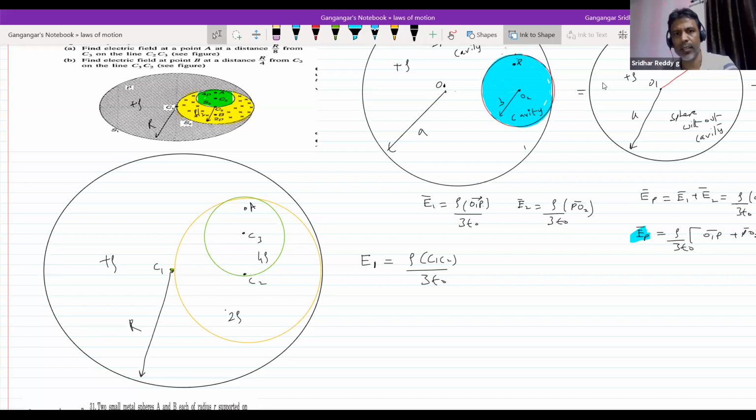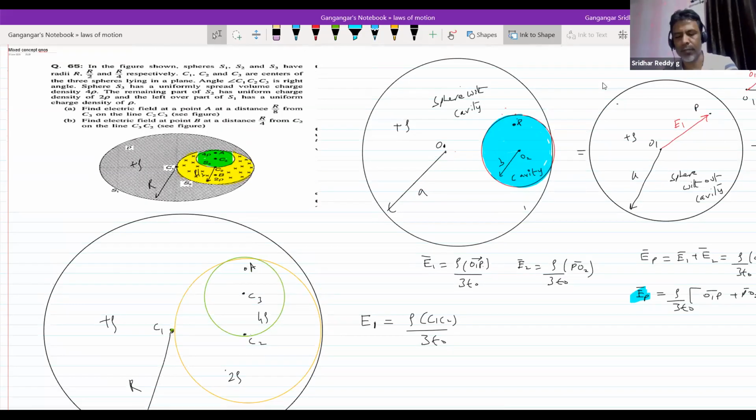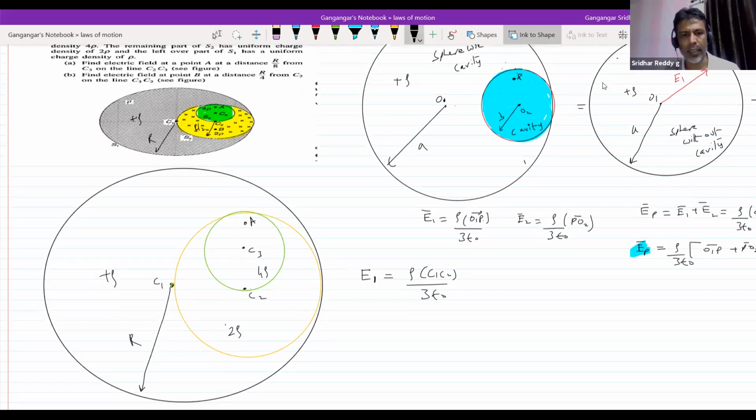Okay, let me check the data once. Radius R by 2, R by 4. So this should be the radius R by 2. So this C1C2, what shall I write? It should be equal to rho by 3 epsilon naught times C1C2, which is R by 2. What is the direction? Just put like this here. So this should be equal to rho R by 6 epsilon naught.